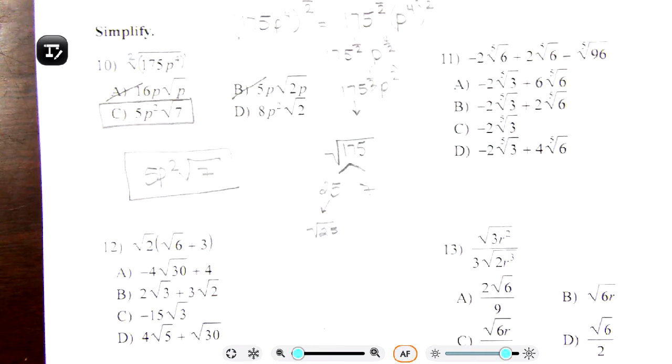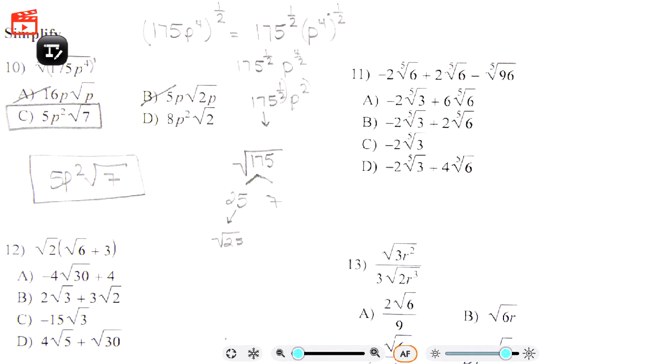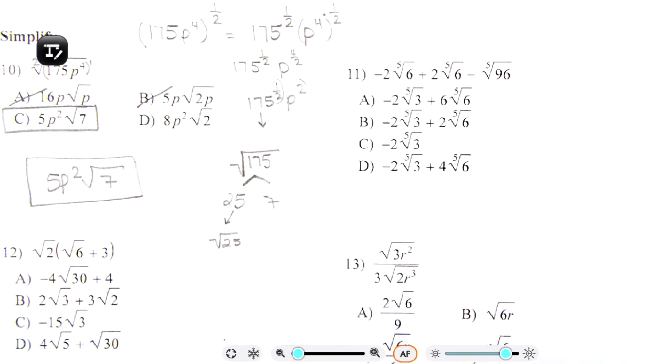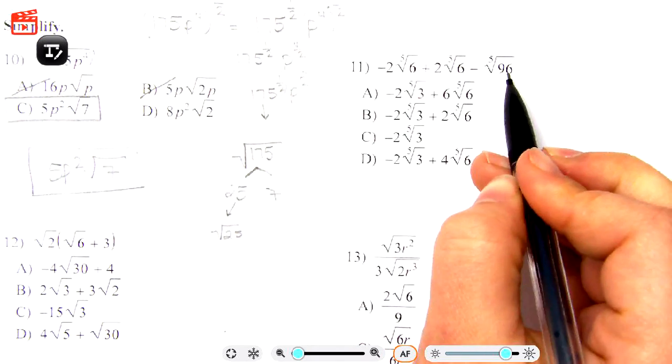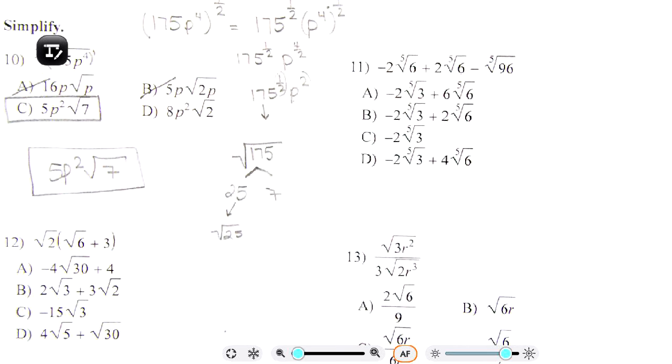All right, number 11, it is asking me to simplify. Oh boy. All right, let's see what we have here. We are adding and subtracting these. So let's see if we can simplify it first, because I'm seeing that I have a 6, so maybe we can pull out a 6 here. Simplify that base first.